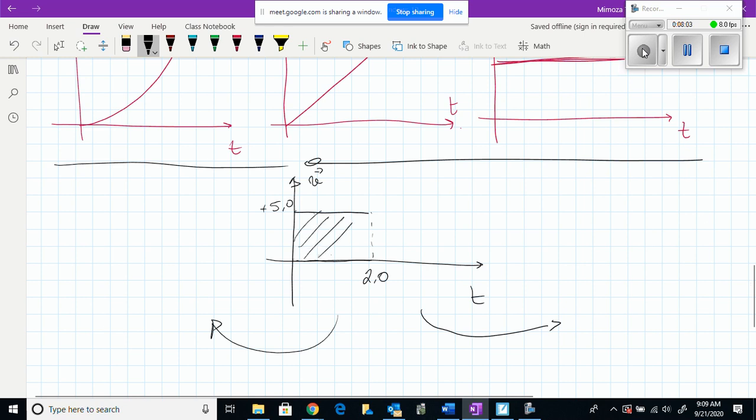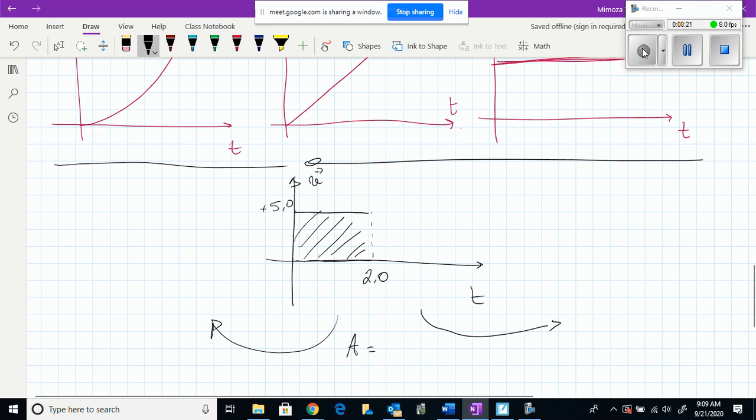So whatever is under the graph, this is the area. So what do we do when we calculate the area? We see what it is: is it a triangle or is it a rectangle? Those are the two cases that you will see in Physics 20.